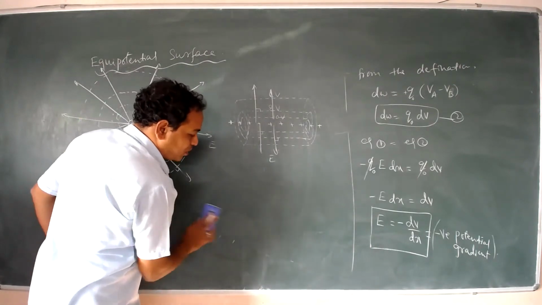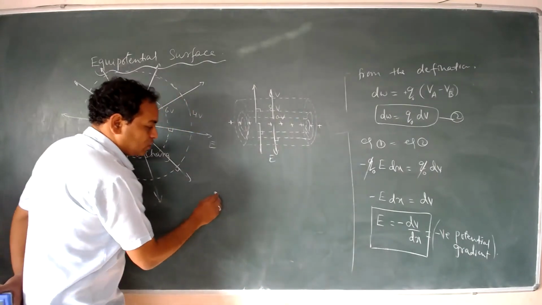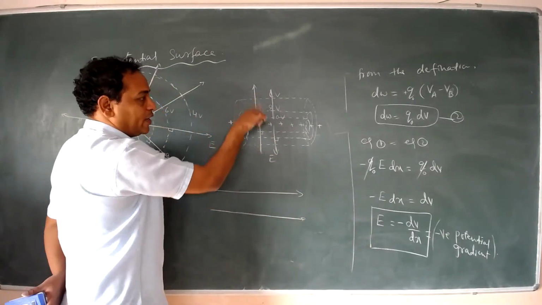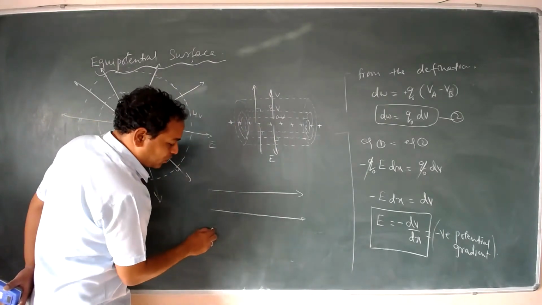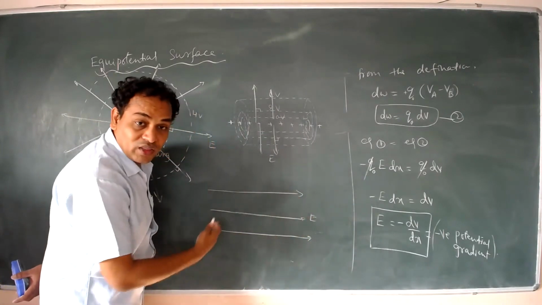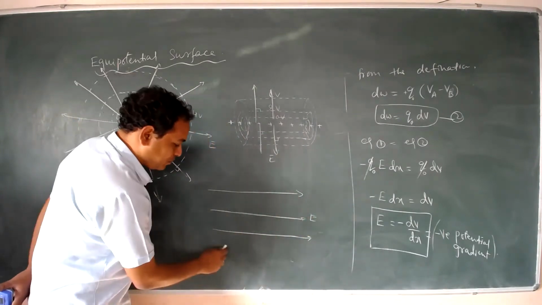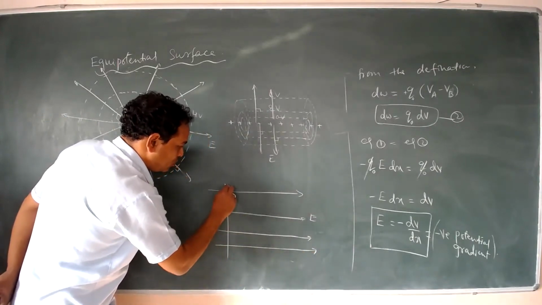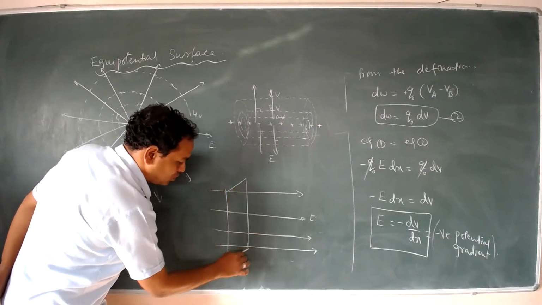For such plane surfaces, suppose the electric field is moving in this direction. Here it is going radially, here also it is coming radially. Suppose the electric field is moving in a straight, uniform direction like this. Then in this case, such equipotential surfaces can be drawn. Suppose this is one equipotential surface.